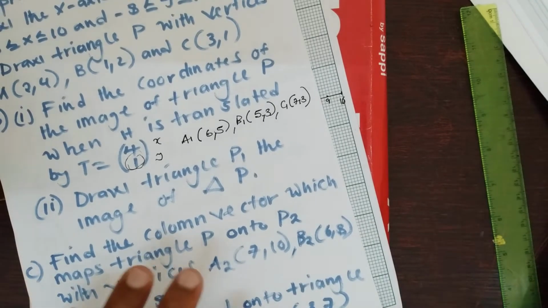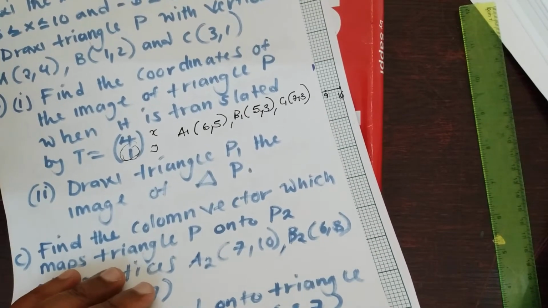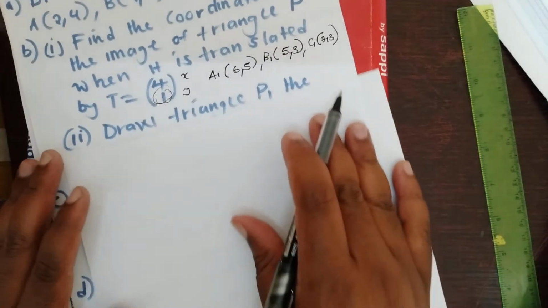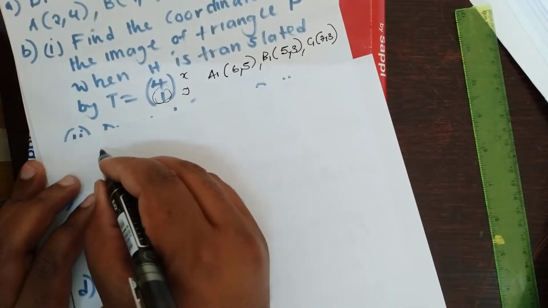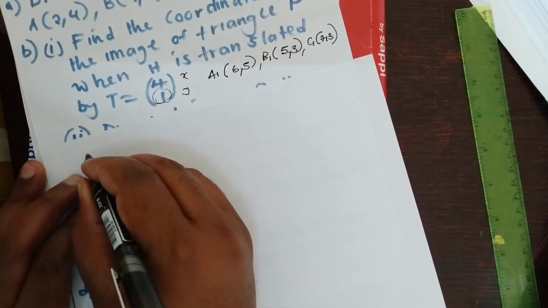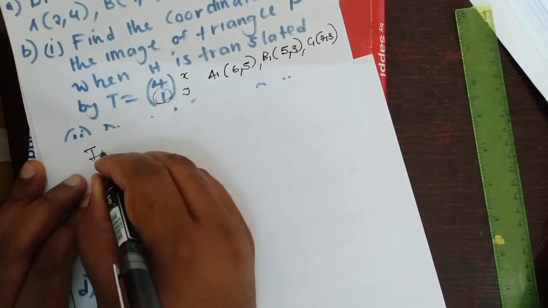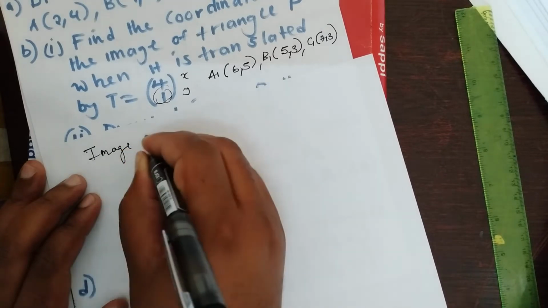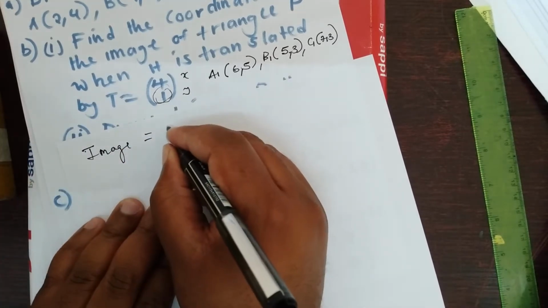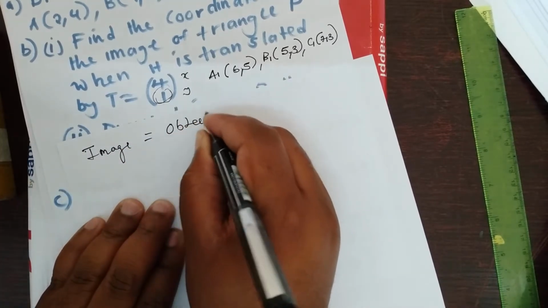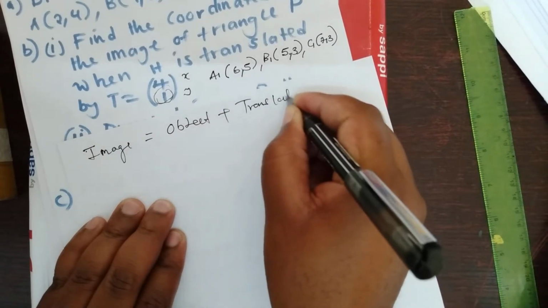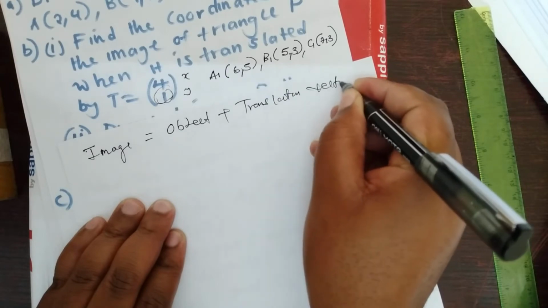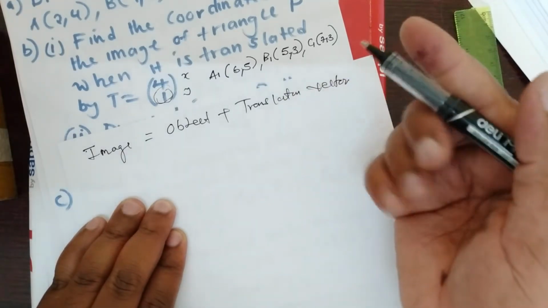Okay. Now, we can get the same coordinates using a different method. You're saying image is equal to object plus translation vector. By translation vector, we mean by what size are you going to move the object.